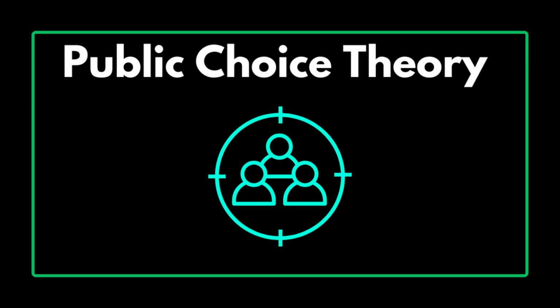This concept, known as government failure, occurs when government intervention leads to inefficient outcomes that would not happen in a free market. Public choice theory suggests that many government programs persist, not because they are effective, but because they benefit specific interest groups or government officials who have a stake in keeping them alive.